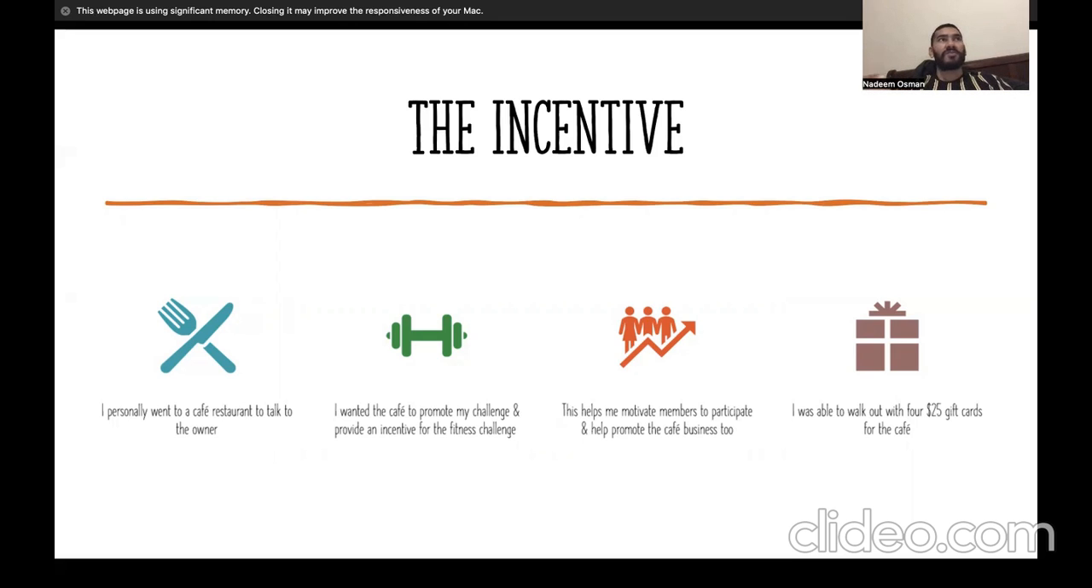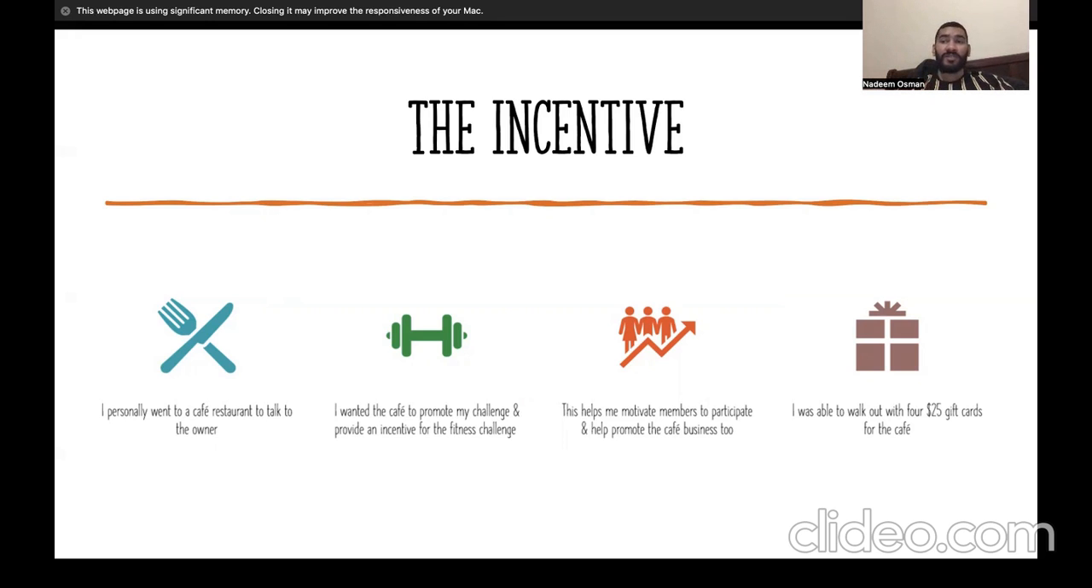I basically talked to them about how I wanted to promote my fitness challenge and provide incentives for the clients. I try to bring the most salesperson out of me to get what I can. Initially, I wanted to go and get coupons. However, the owner was very interested in joining and promoting both of our businesses. Therefore, I was able to walk out with four $25 gift cards for the cafe.